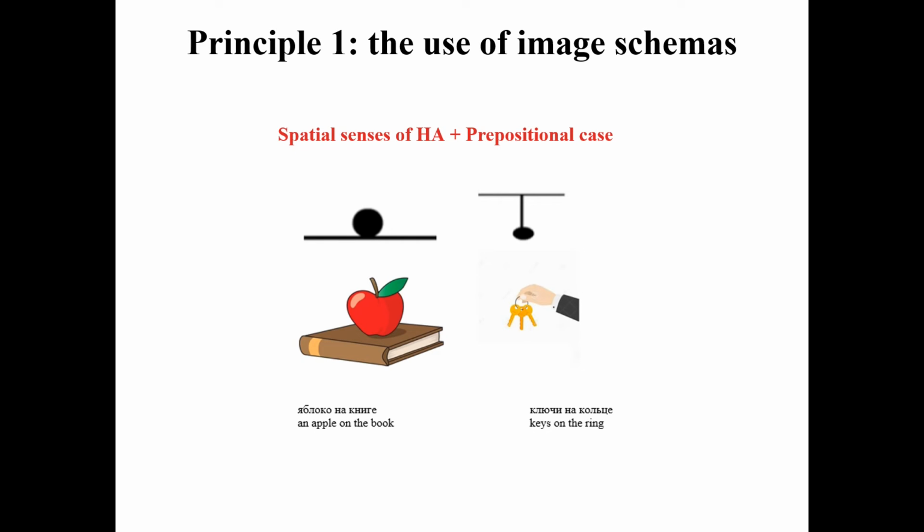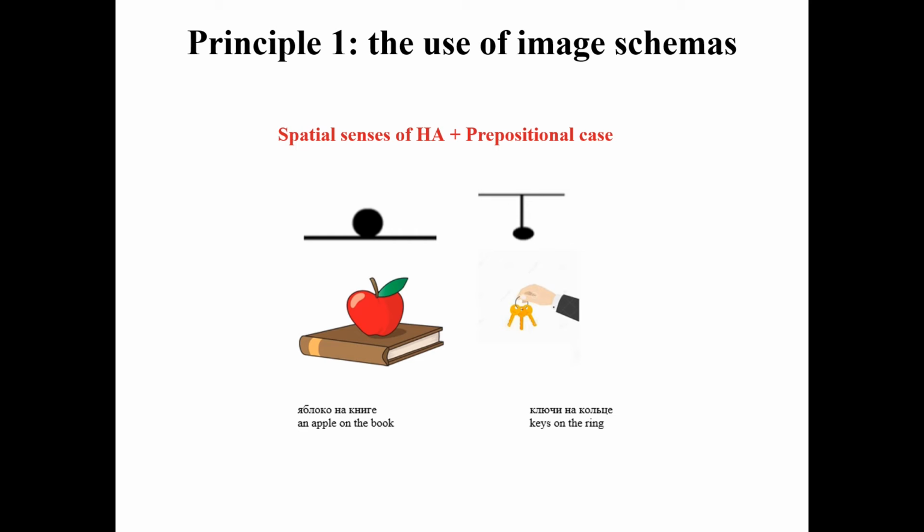In other cases, in order to reinforce the spatial senses of the preposition, we use a combination of schema images and pictures. In this slide, for example, we are explaining the spatial senses of the preposition na when used with the prepositional case. As you can see from the images on the left, na plus prepositional case often indicates the location up, or more precisely, on top of the landmark, as in the apple on the book.